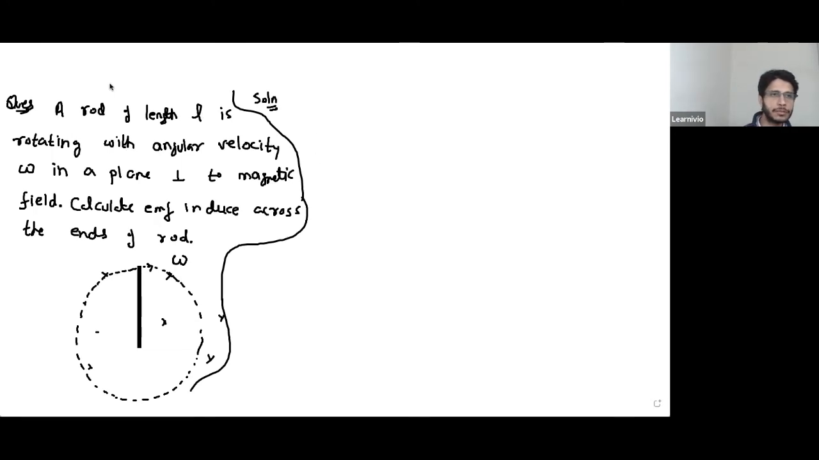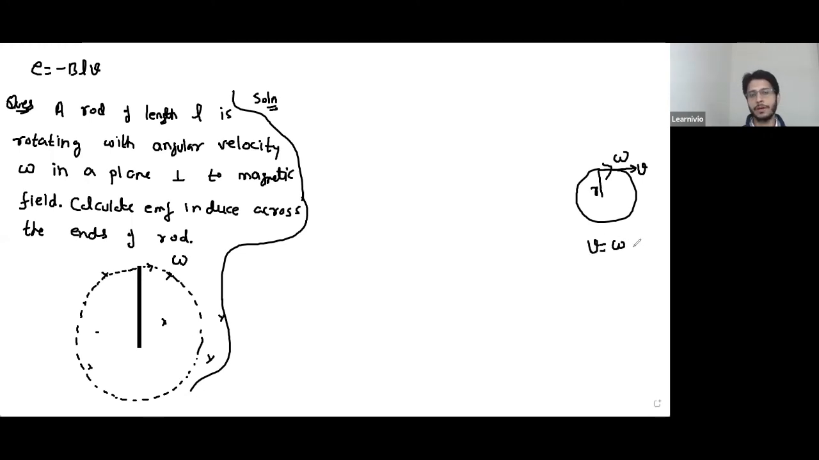So this problem can be solved through many methods. The easiest one is motional EMF. You know that motional EMF, induced EMF, is minus of BLV. But for this, you should know the relation between linear and angular velocity. If a body is moving on a circular track with an angular velocity omega, the radius of the track is r, and the tangential velocity is v, then linear velocity v is omega r.